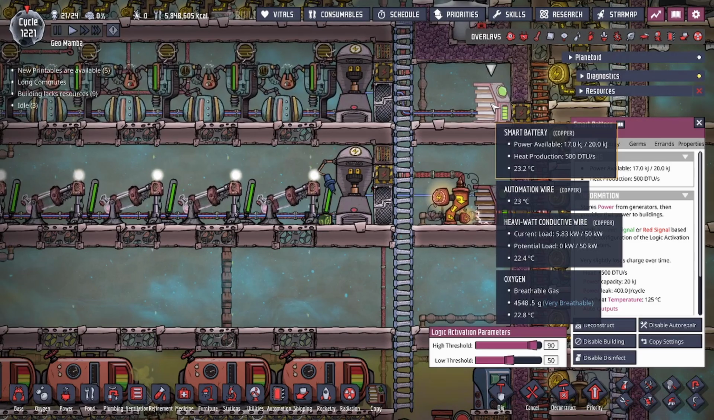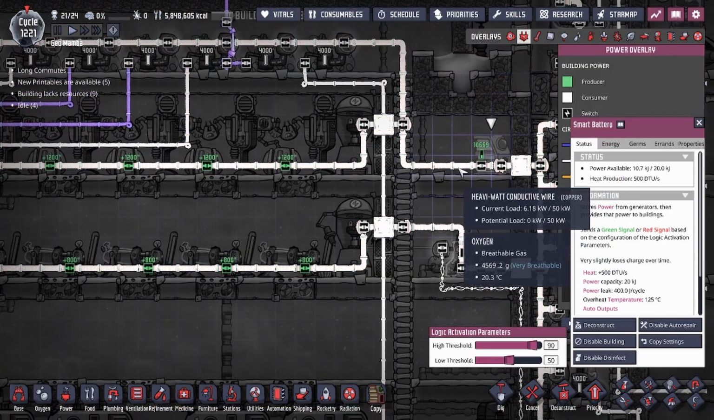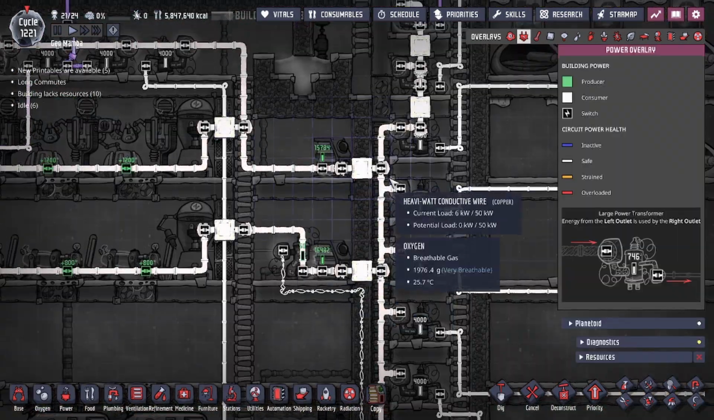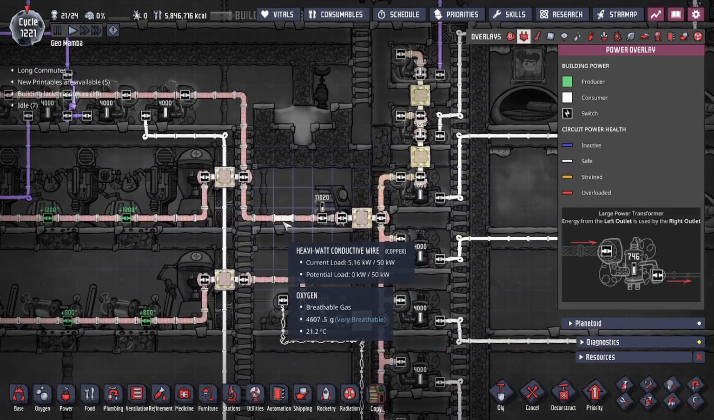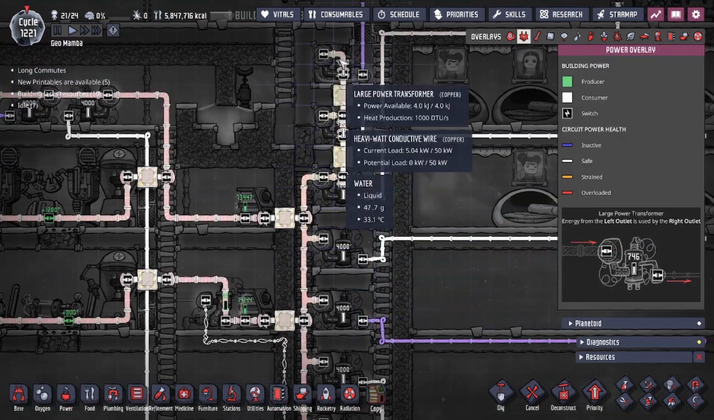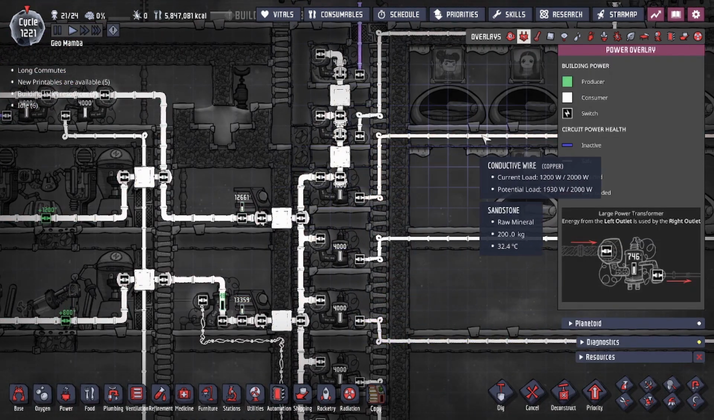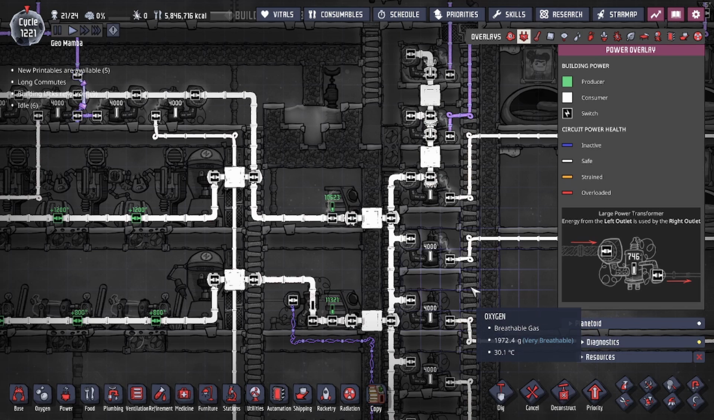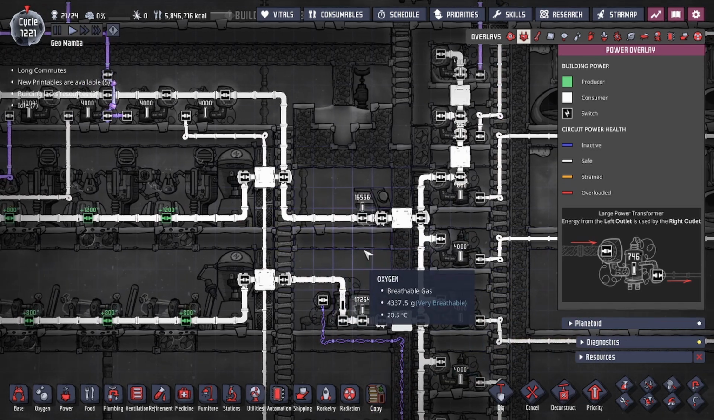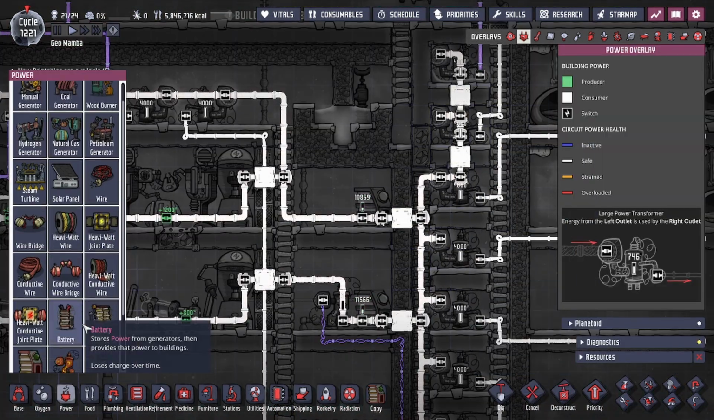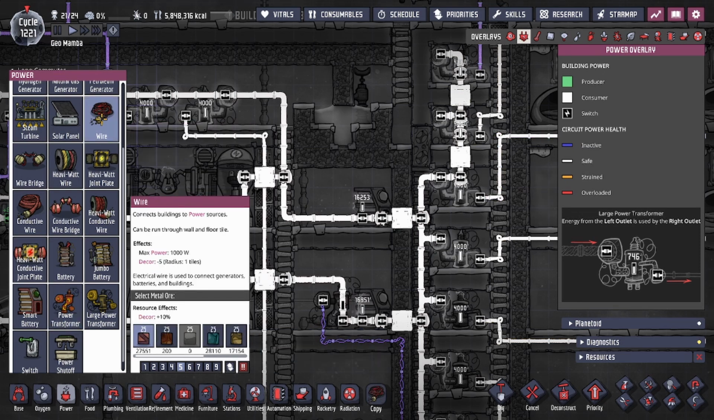We have a smart battery right here connected with a heavy watt conductive wire to my natural gas generators, and then the same wire goes into the transformers. We have these same wires feed into each and every transformer, and then after that, we have each transformer become a conductive wire that goes through the tiles. This is going to be typically similar to how you will normally provide power to your base, and as such, you will be looking for a design like this. Although you don't have to use conductive wires, you guys could also use the smaller transformer and use the small wire as well, and whatever the situation calls for, you'll be able to provide for it.